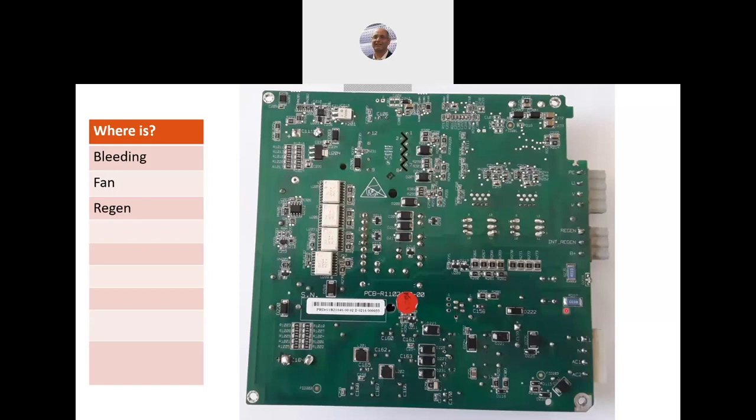In this case, we don't use a fan. So here you can see the L1, L2, and this is for the control board. And here you can see the UVW and the regent. So here you have the B plus and the regent. So it's your call if you want to connect external regent, yes or no.